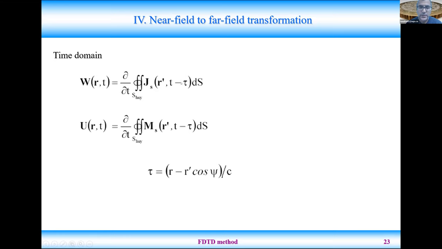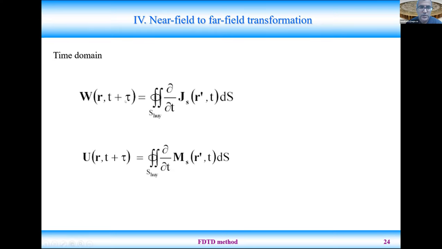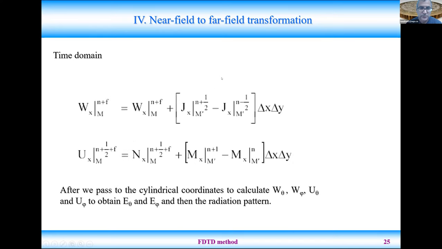So we have to calculate, instead of calculating at time t, we use this value at time t minus tau. And tau is a function of r minus r prime cosine psi over c. And if we do the inverse, so we say we calculate at t plus tau, then it will give us this relation. So resolving this equation, without going into details, will be given by this, as a function of omega x plus f. So this is the update equation.